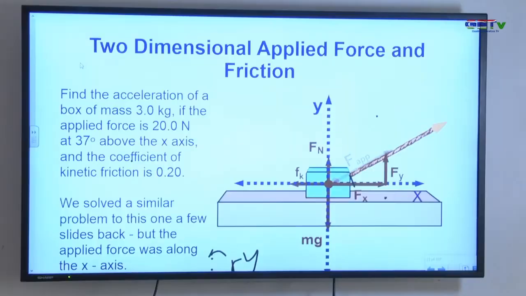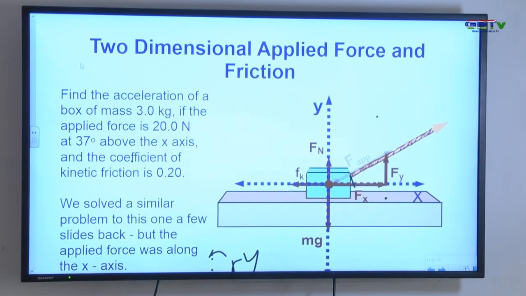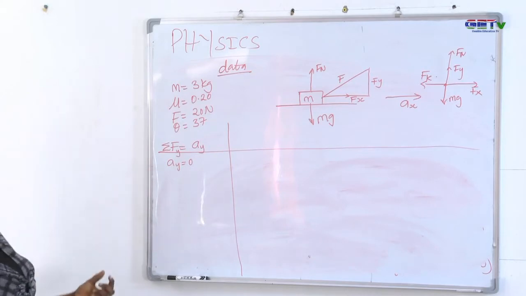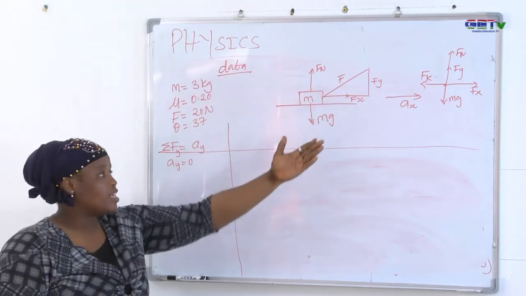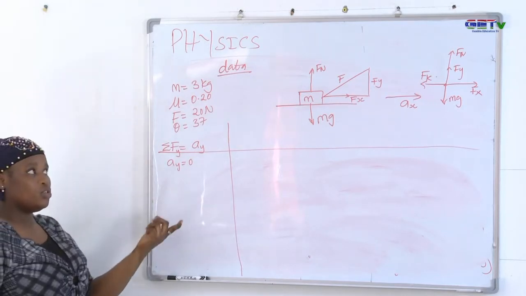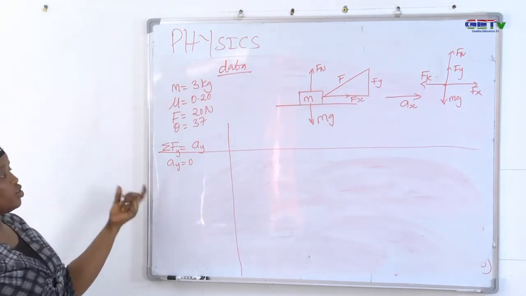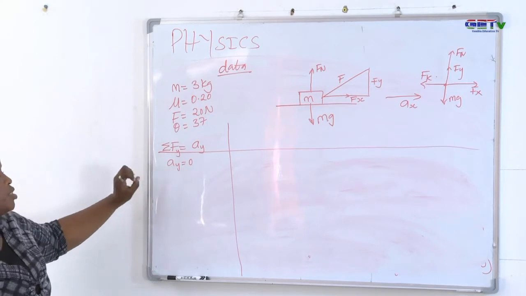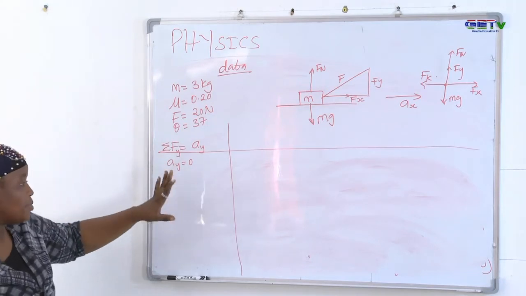Then we move on. We've already drawn the free body diagram. All we need to do is identify the forces acting in the vertical and horizontal directions. These are the forces acting on the horizontal axis as shown on the diagram. But you have to note that the acceleration on the y-axis is always 0. When we apply Newton's second law, it tells us that the sum of forces must be equal to mass times acceleration.